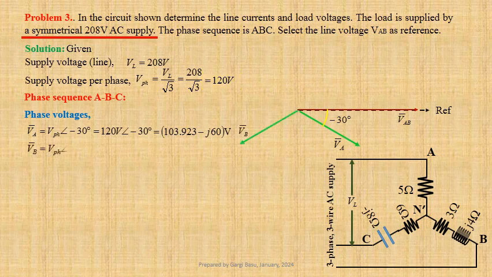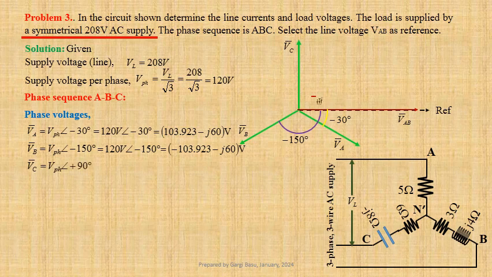VB equals V phase at an angle minus 150 degree, that is equal to 120 volts at an angle minus 150 degree. In Cartesian form, this may be expressed as minus 103.923 minus j times 60 volt, and VC equals V phase at an angle plus 90 degree, that is equal to 120 volts at an angle plus 90 degree. In Cartesian form, this may be written as 0 plus j times 120 volts.